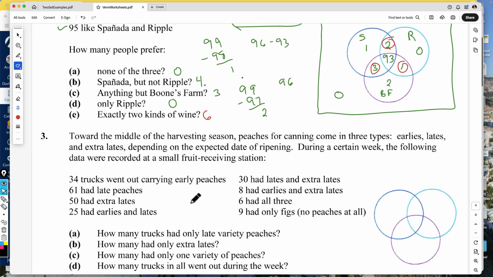And then 3 will be the same thing, but it's got early peaches, late peaches, and extra late peaches. So 3 types of peaches. They give you some information. Again, just complete the Venn diagram. You'll be able to answer these questions. So you'll get 2 examples of working through it.